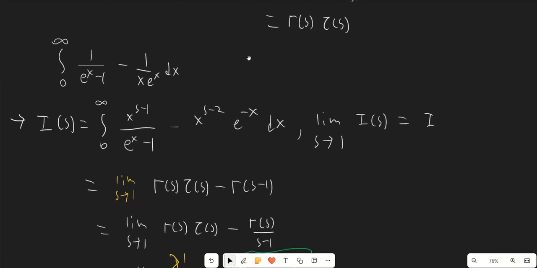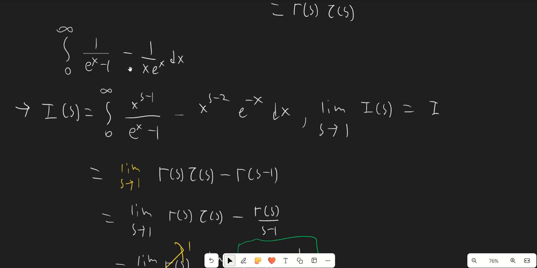So going back to our integral right here, we're going to sort of parameterize this integral. We're going to create another integral called I of s, which is the integral from 0 to infinity of x to the s minus 1 over e to the x minus 1 minus x to the s minus 2 times e to the negative x dx. And notice that if we let s go to 1, we get back our original integral right here. So the limit as s goes to 1 of I of s is just going to be I.